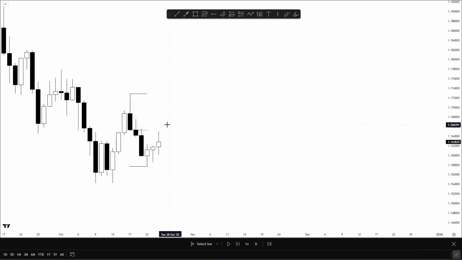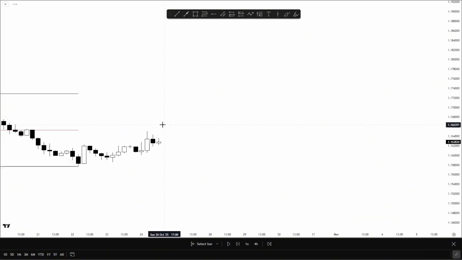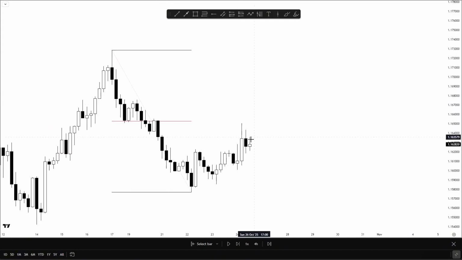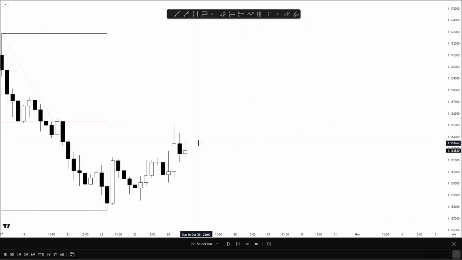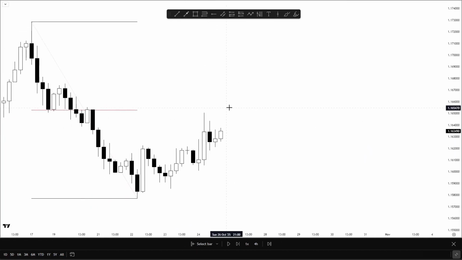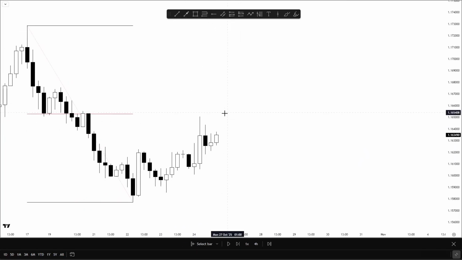Now I'll move on to the 4-hour time frame and show you how I built a proper market context and how I framed a trade towards the short-term drawn liquidity, which is higher. So first of all, Monday opened right here.